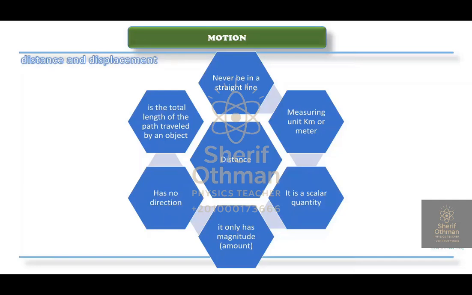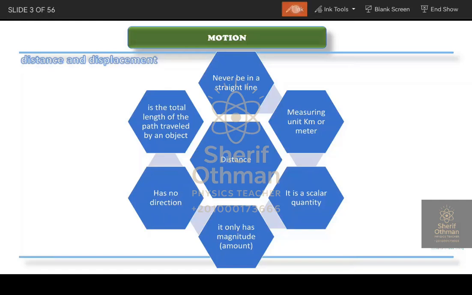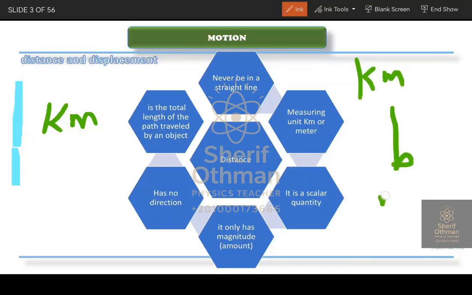It has a measuring unit of kilometer or meter. And if you'd like to convert between kilometer and meter: if you need to convert from kilometer to meter, you will multiply by 1000. If you would like to convert from meter to kilometer, you will divide by 1000.